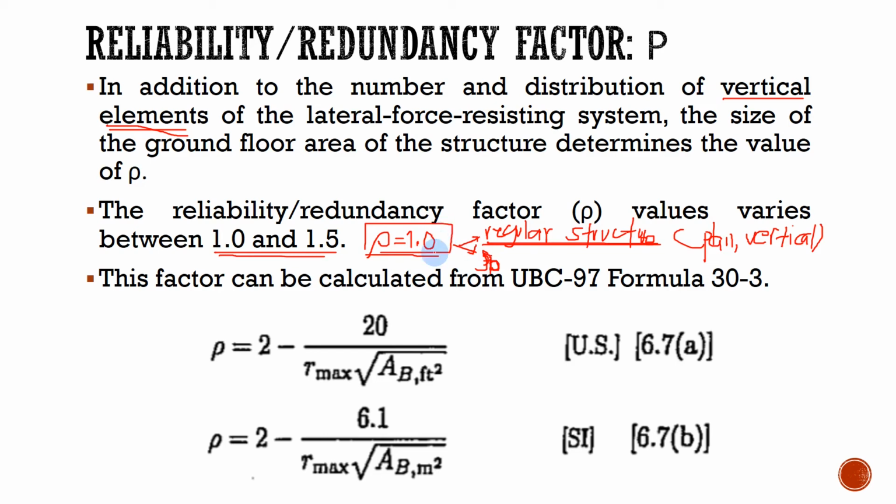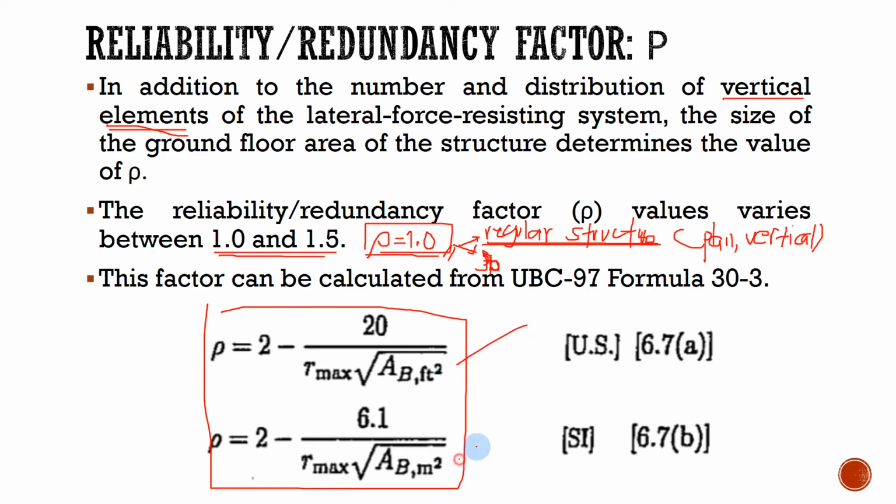So that's another factor, guys. That is why I gave you a regular, simple structure, because we wanted your rho to be 1. Because if you do not assume that your rho is 1, then you will be using this formula here. This is for US customary and this is for SI. In the formula for rho, we can see that it is a shear ratio, guys. Then we have this AB, which will be explained in the next slide.